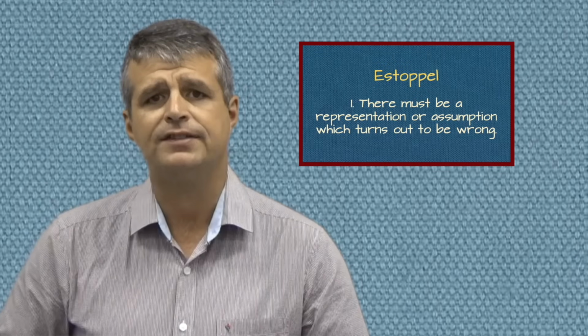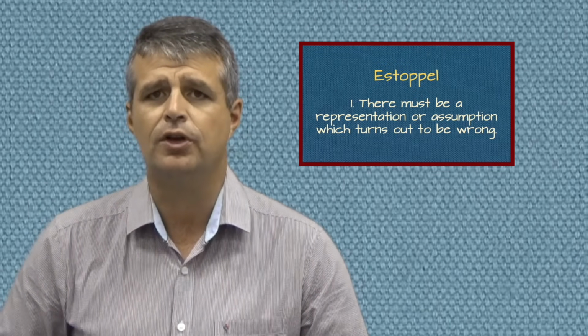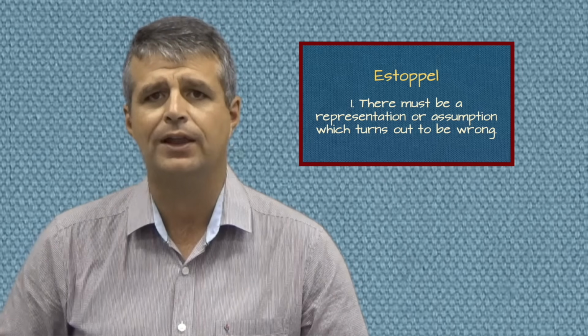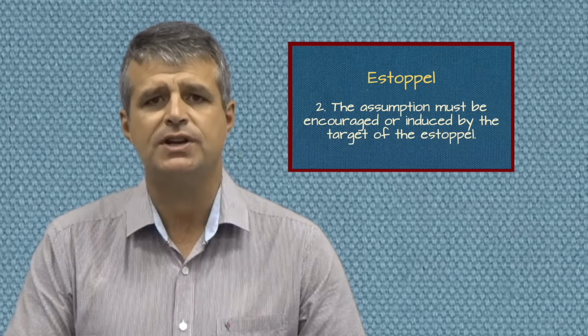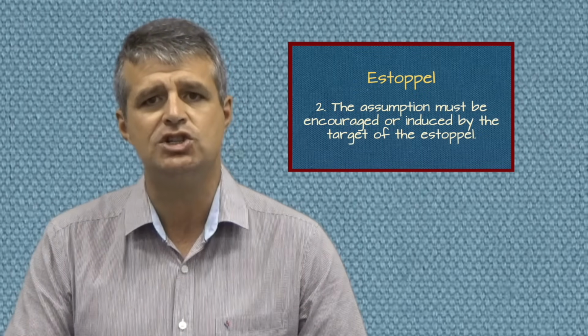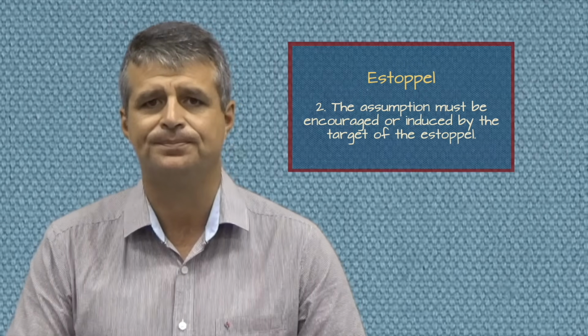There are 5 elements of promissory estoppel. First, there has to be an assumption or expectation which ultimately turns out to be wrong or invalid or unwisely held in some way. Second, the assumption has to be encouraged or induced by the person against whom the estoppel is being taken.